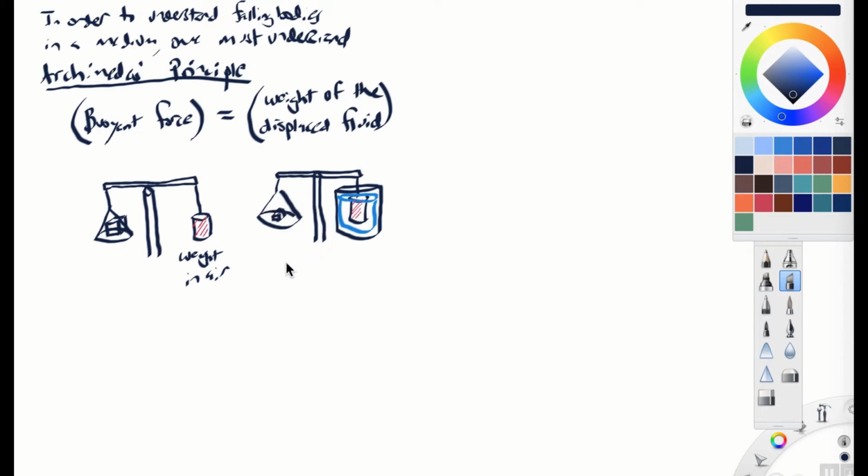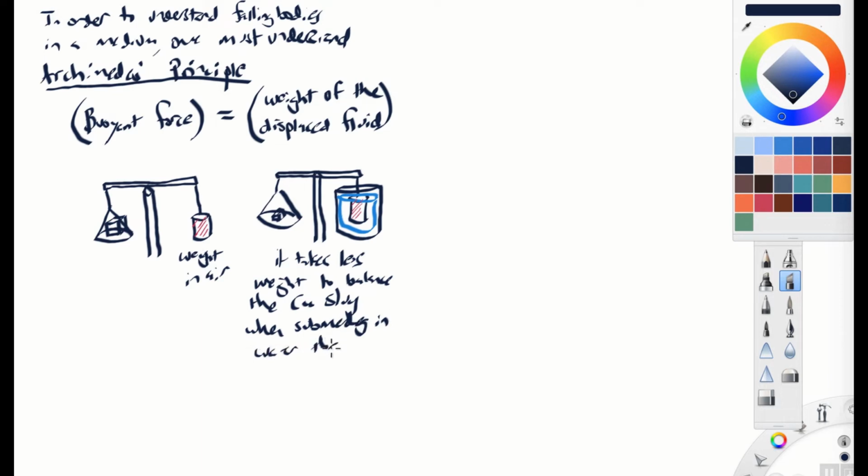So it takes less weight to balance the copper slug when submerged in water than when in air. That's because this water is exerting a buoyant force, and Archimedes' principle says that we can actually calculate the buoyant force, the amount of weight reduction, by just the weight of whatever water this displaces.